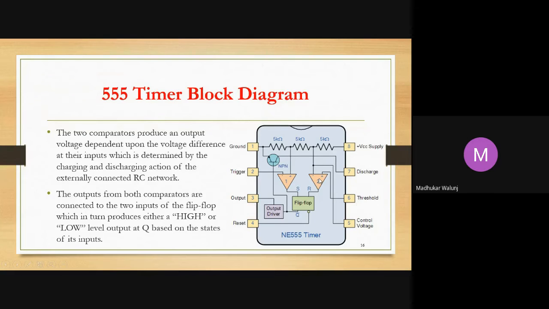The output from both these comparators are nothing but the inputs to the flip-flop. These inputs are the S input and the R input. It will produce either a high or low level at comparator 1 or comparator 2. In this way, they will set or reset the flip-flop, giving output Q based on these two state inputs.